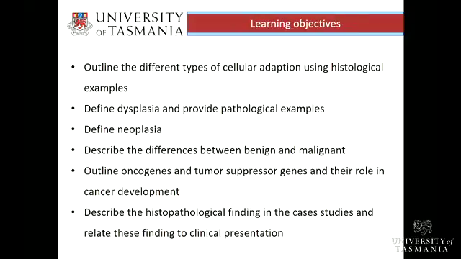By the end of these lectures, I'd like you to be able to outline the different types of cellular adaptations with histological examples. There are a few definitions in there: dysplasia with path examples, neoplasia. I want you to be able to compare and contrast benign and malignant tumours. I want you to be able to outline oncogenes and tumour suppressor genes and their role in cancer development. And then, as always, describe the histopathological findings in the case studies and relate these findings to the clinical presentations.